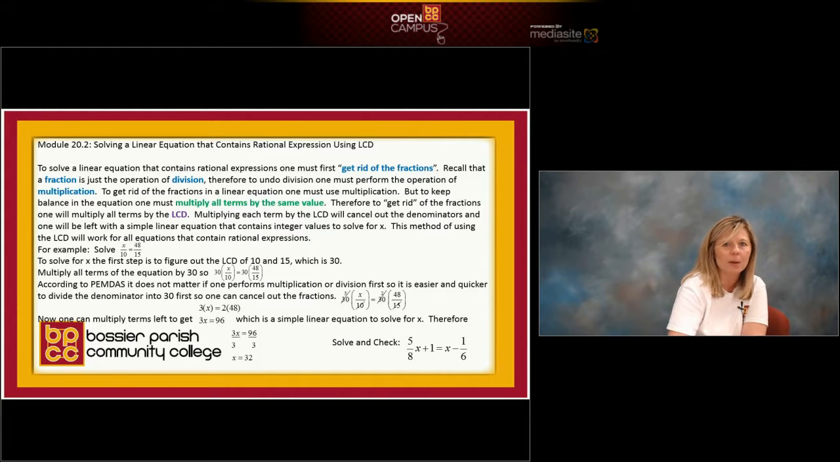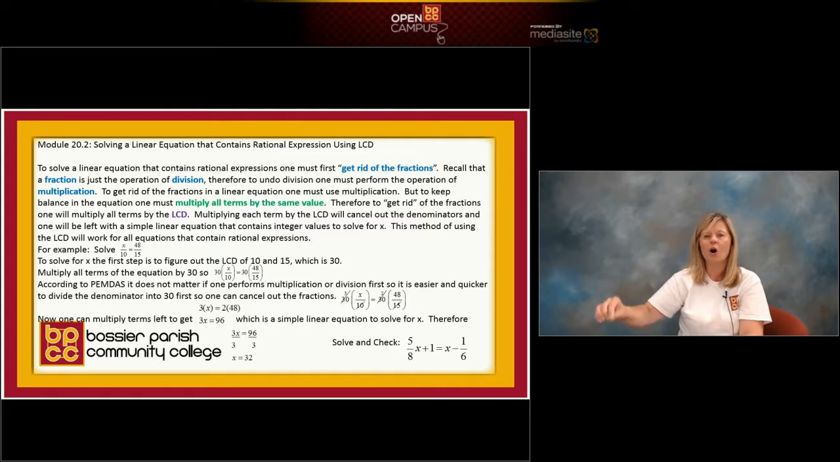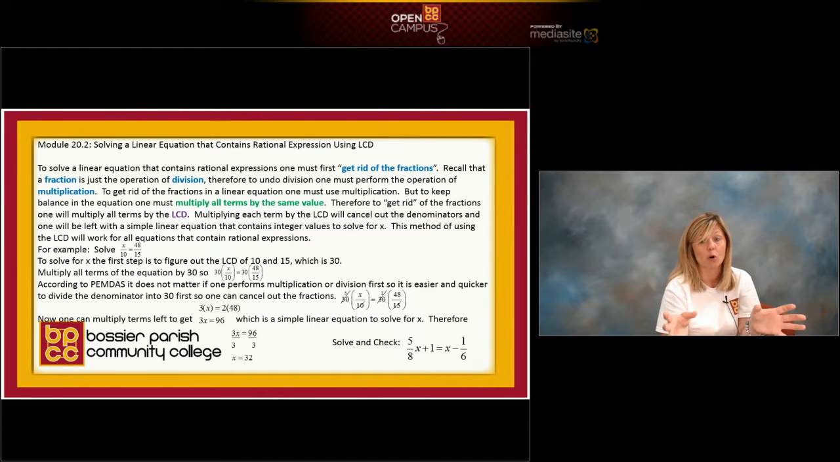What is the smallest number 10 and 15 have in common on their times tables? Well, the times tables for 10 are easy: 10, 20, 30, 40, 50, 60. The times tables for 15 are 15, 30, 45, 60, etc. The smallest number they have in common is 30, so that's what we're going to use. So if you look at the PowerPoint, I multiplied the left side by 30, and I multiplied the right side by 30. So that's why the parentheses went around the fractions, to show multiplication. I'm multiplying by the same number, so I'm keeping my equation balanced.